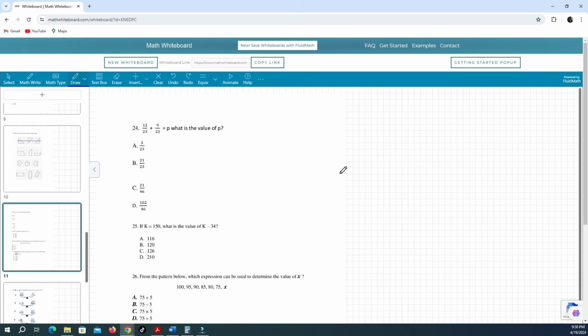Right, so here's 24. 24 is 12 over 23 plus 9 over 23 equals P. What is the value of P? Wow, so it's going to be 12 over 23 plus 9 over 23.